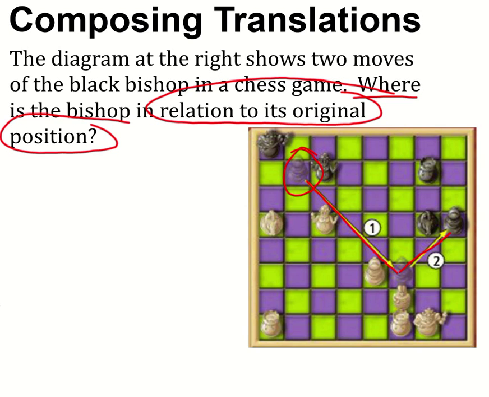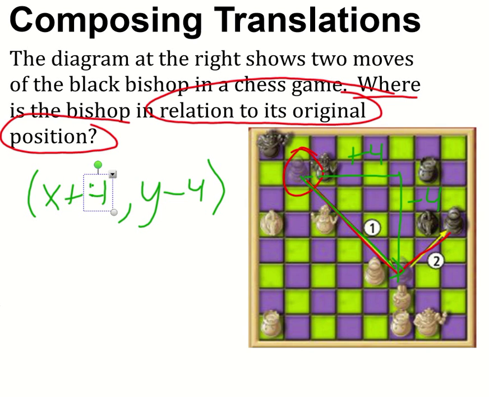To do this, we want to look at each transformation on its own and then compose it all together. For this first one, to get from here to here, the bishop is going over 4, down 4. So the first one is x plus 4 because the horizontal change is plus 4, and then y minus 4 because the vertical change is down 4.